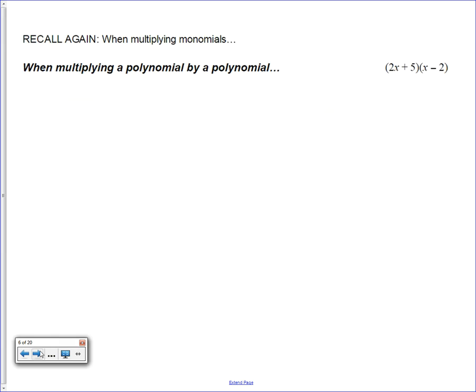Tell me the rules. What do you do with the coefficients? Multiply coefficients. What's the other part of the rule? Add exponents. So now I'm going to multiply a polynomial by a polynomial.